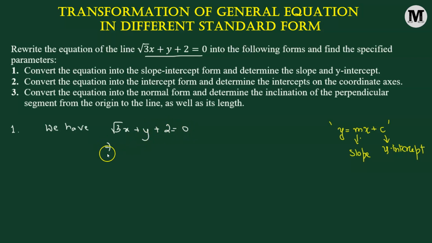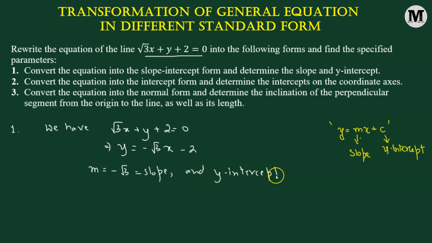So we're going to only keep y on the left hand side, and then we're going to transpose the term containing x and the constant term to the right hand side such that we get negative square root of 3 times x minus 2. If we compare it with y equals mx plus c, we get the m value equals negative square root of 3, which is going to be the slope of the line, and the y-intercept, which we denoted by the lowercase letter c, comes out to be equal to negative 2. So the first part of the problem is done.